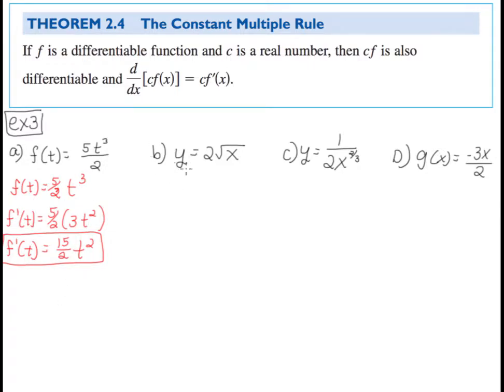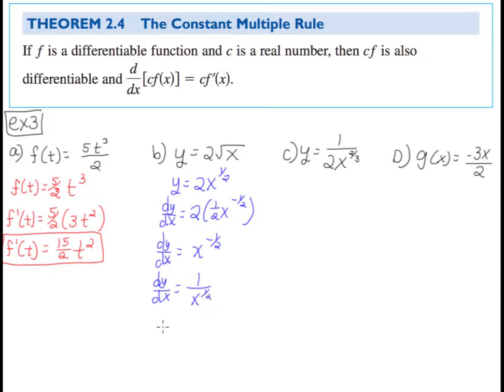In example B, I have a radical, so let's rewrite that as a fraction power. So I get y is equal to 2x to the 1/2 power. I have a constant of 2, so bring out the constant, and I want to multiply it by our power rule, which is 1/2 x to the -1/2. And then we're going to simplify this down. So it becomes x to the -1/2, and then get rid of our negative exponent. So that's 1 over x to the 1/2. My original problem had a radical, so my derivative of y with respect to x is equal to 1 over the square root of x.